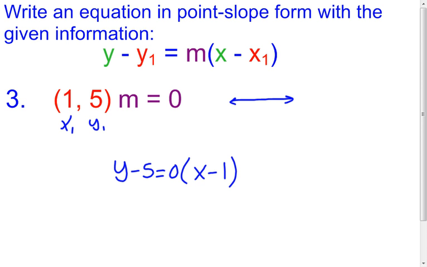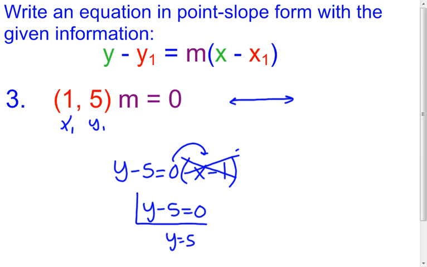But here's the deal. 0 times anything is 0. So 0 times this whole quantity would be 0, and I don't even need this. So I will just have this say y minus 5 equals 0. Of course, I could change that to y equals positive 5, but this is actually what it would look like in point-slope form.